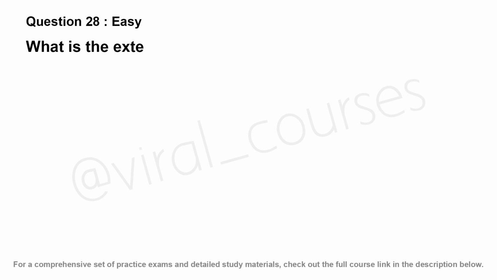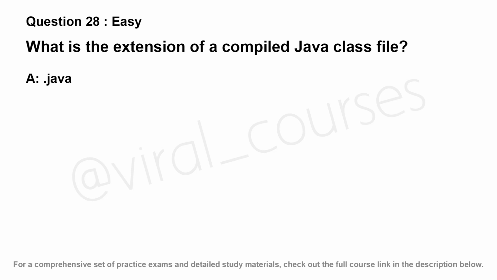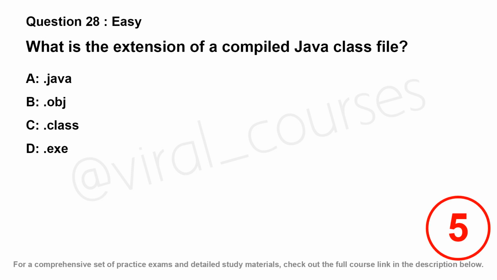What is the extension of a compiled Java class file? Option A. .java. Option B. .obj. Option C. .class. Option D. .exe.